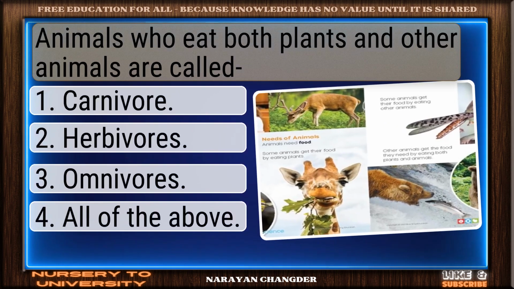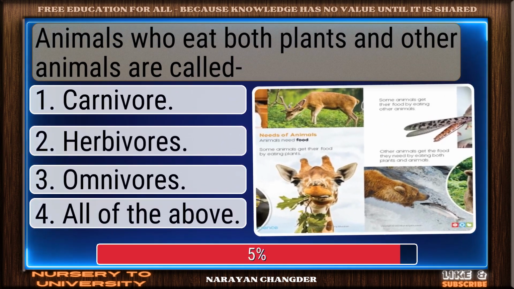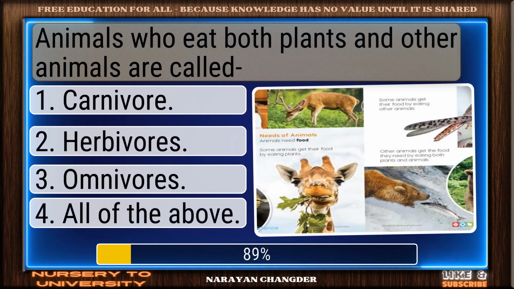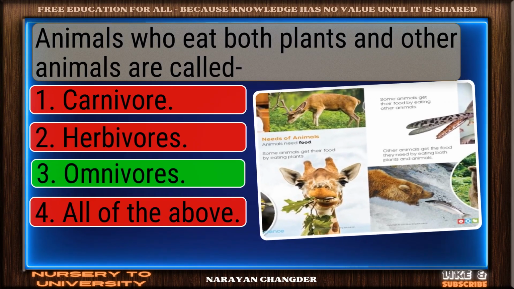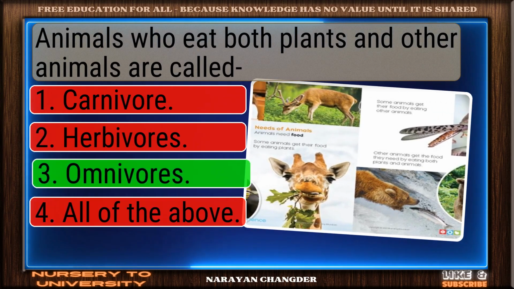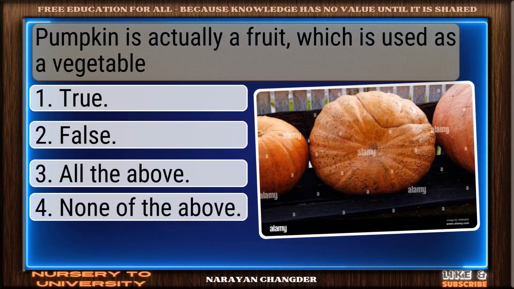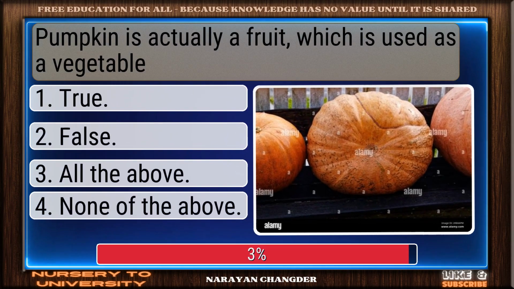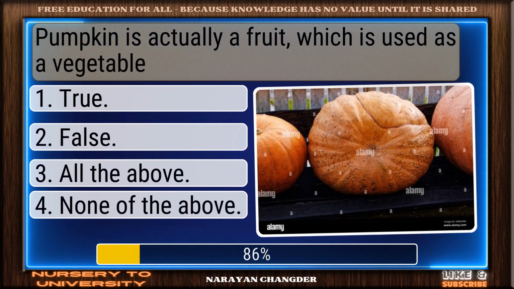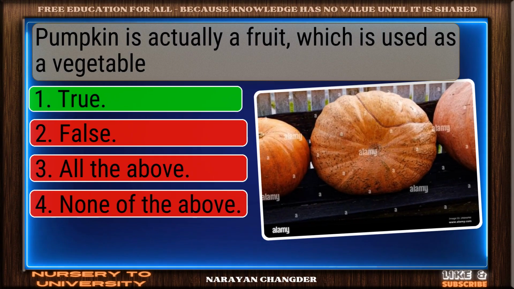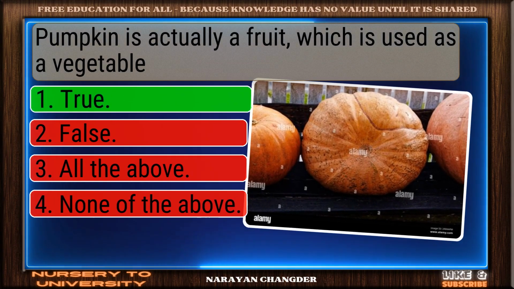Animals who eat both plants and other animals are called. Smart pick. Omnivores is the correct choice. Pumpkin is actually a fruit, which is used as a vegetable. Right again. True is a valid answer.